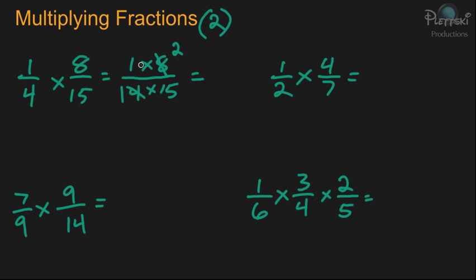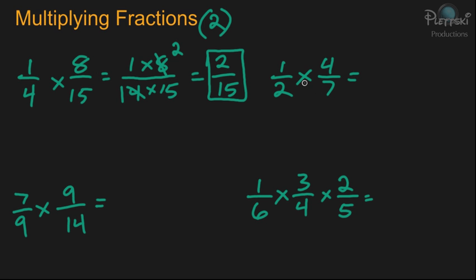And now we can do our multiplication. So we've simplified it, and now let's do our multiplication. 1 times 2 is 2, and 1 times 15 is 15. And you'll see that since we simplified before we multiplied, our answer can't be simplified any further. So we're done with that one. Let's move on to the next one.